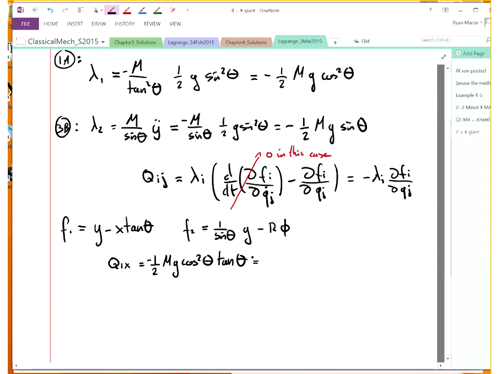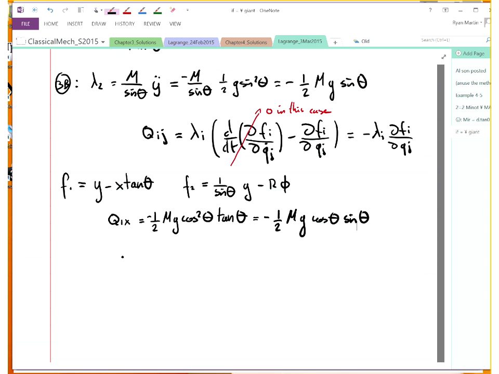So then tan theta is sine over cos. Oh, it's super wrong in the notes. That should cancel the cos squared. I have minus a half mg cos theta sine theta. Correct me if that's wrong. I just have to do it in my head here, but I think that's correct.